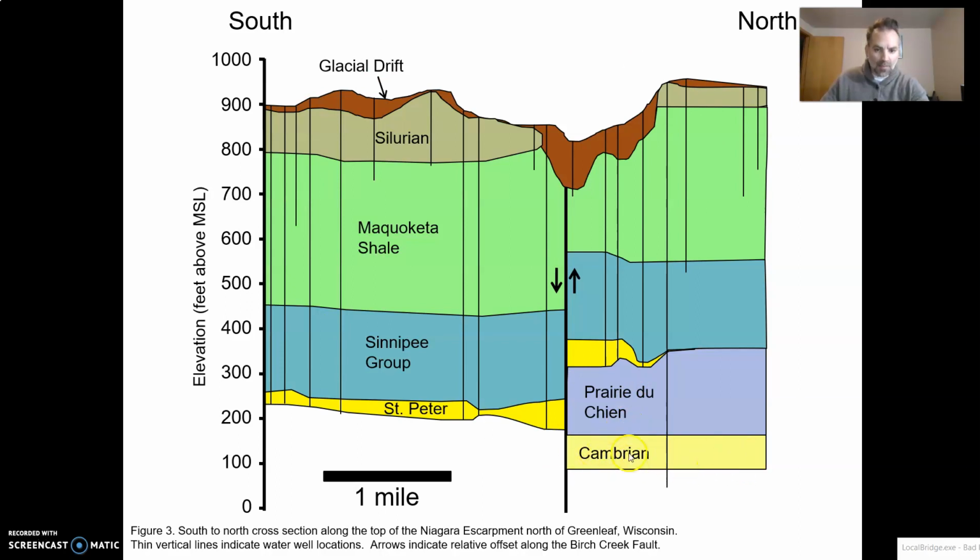We're going deeper in time. This dark black line represents the fault, and that is the Birch Creek Fault. You can see that these rock layers have been offset or displaced. Remember, we talked about what faults are. You can get compression causing the rock layers to be pushed up, and that would be a reverse fault. And then remember, if you pull apart, or have extension, your rock layers are going to drop down.